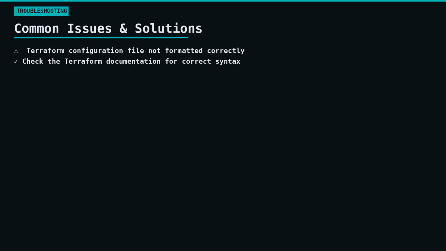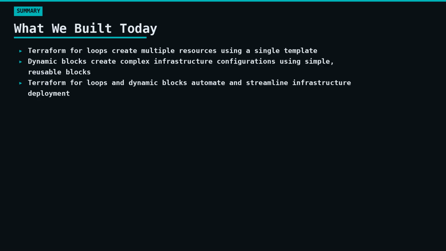In this tutorial, we learned how to use Terraform for loops and dynamic blocks to simplify our infrastructure management. We created a Terraform configuration file that used a for loop to create multiple virtual machines and a dynamic block to create a load balancer. We applied the Terraform configuration and verified that the resources were created successfully. By using Terraform for loops and dynamic blocks, we can automate and streamline our infrastructure deployment process, making it easier to manage complex infrastructure configurations.